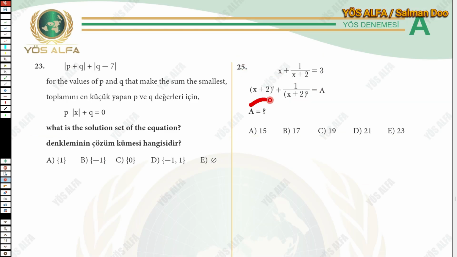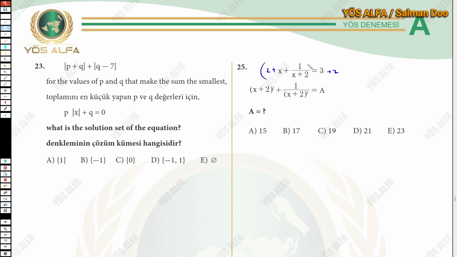25. This is given. This one is asked. So there is a clue for us. We have 1 over x plus 2 over here. If we have x plus 2, then we can relate the two expressions. So I'm going to add up 2 to both sides of the equation. So we have 5 is equal to this expression.